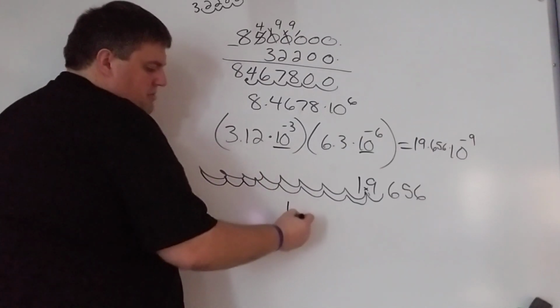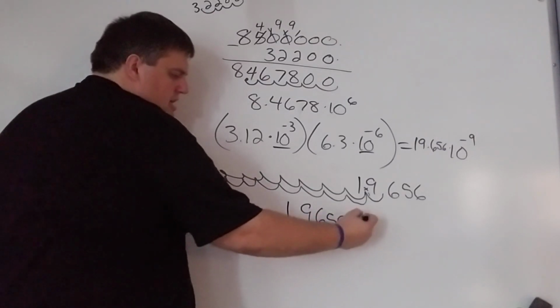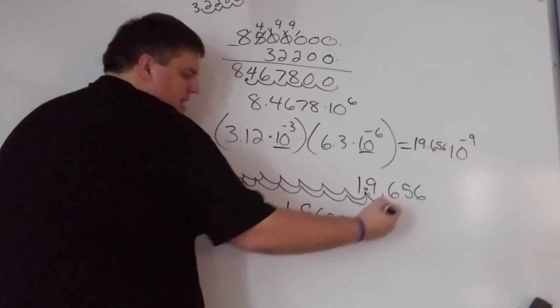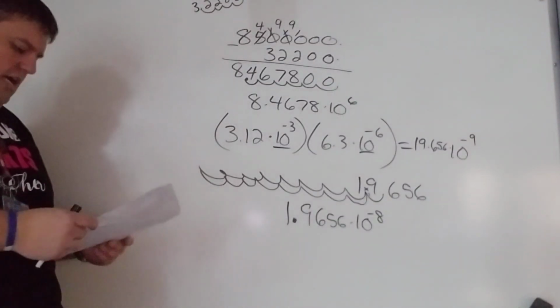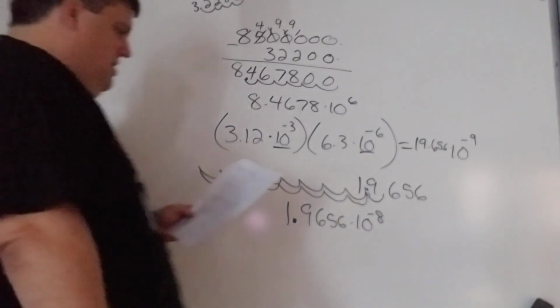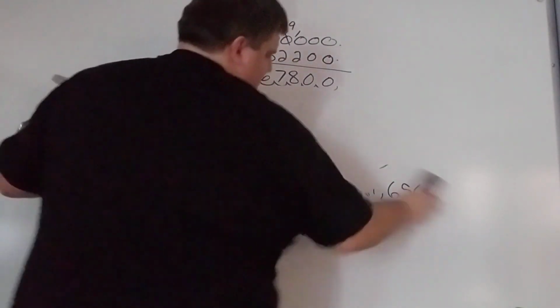So when I put my decimal in the correct space, it's going to be 1.9656 times 10, and this time we only counted left 8 spaces. So when I fix my exponent, it's going to be negative 8. All right.